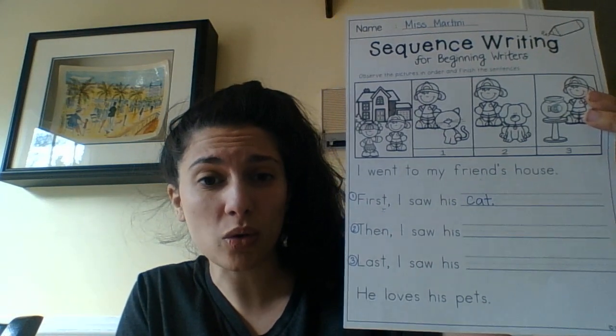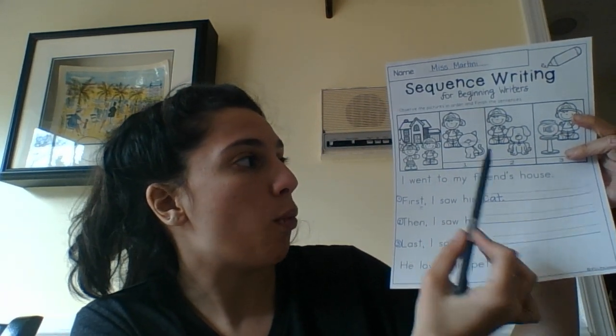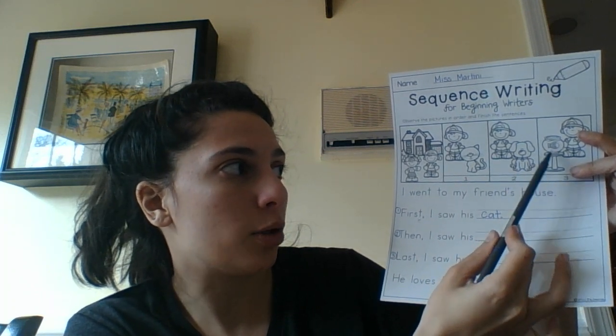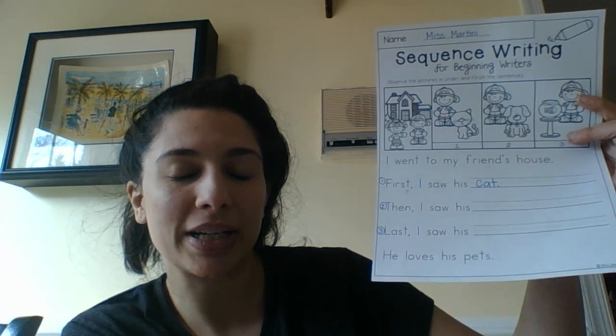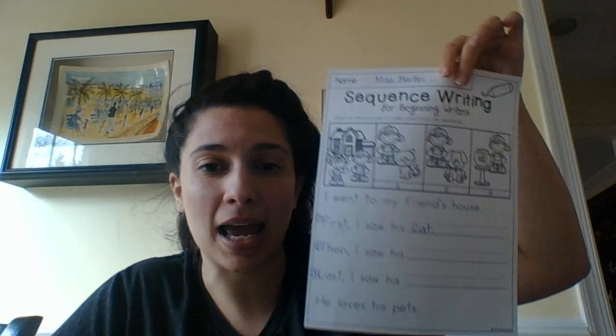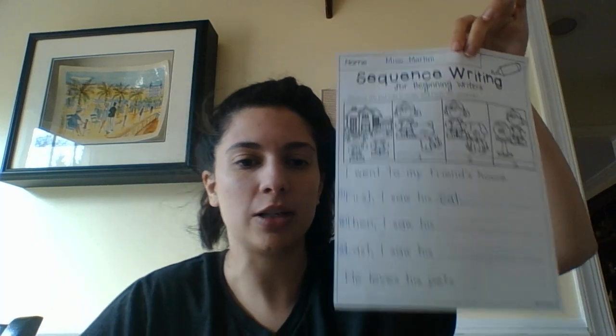He loves his pets. So there you go. You just wrote a whole story, which is super, super exciting. So remember, you're just writing what you saw. We saw his cat, then we saw his other animals, and you're going to write those down here. And then don't forget to put your period at the end.